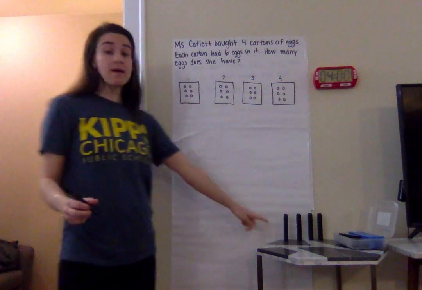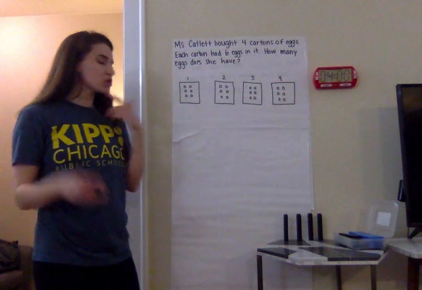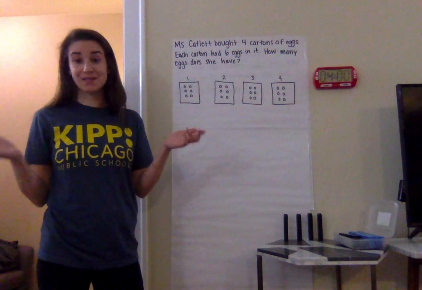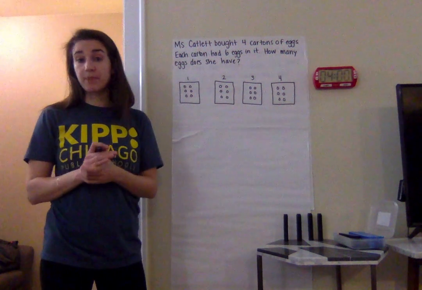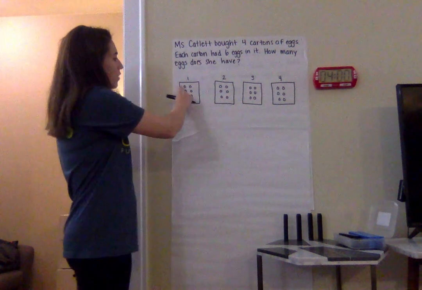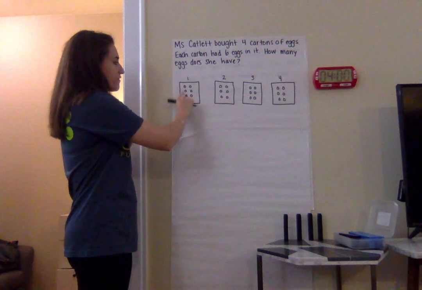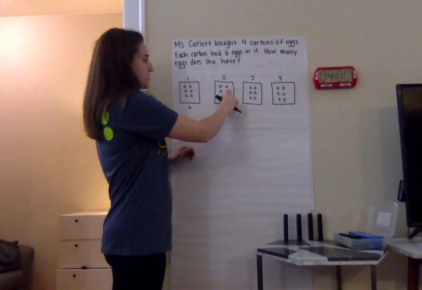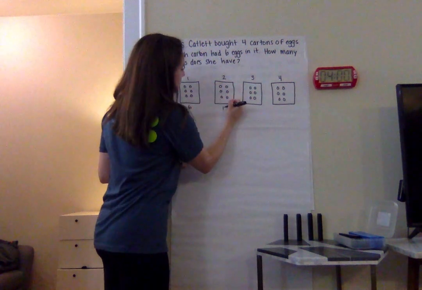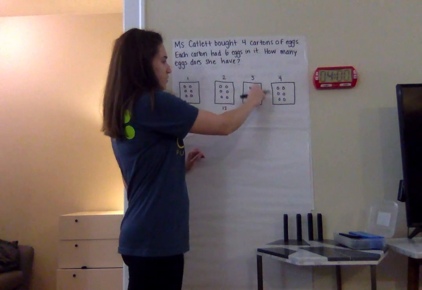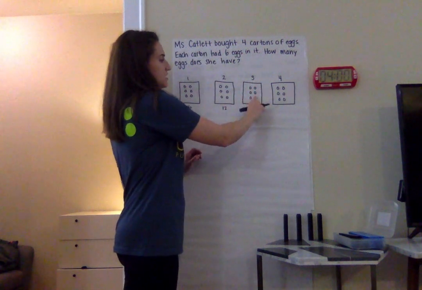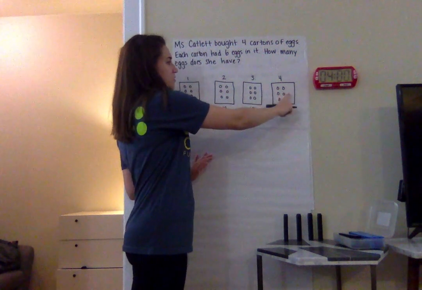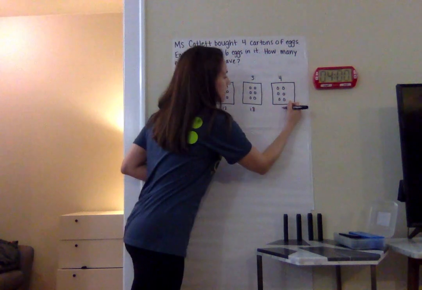Now my drawing matches my cubes, but she wants to know how many she has in all. So I think that we should count as we go and keep track of it on the bottom. So let's go ahead and do that. 1, 2, 3, 4, 5, 6. 7, 8, 9, 10, 11, 12. 13, 14, 15, 16, 17, 18. 19, 20, 21, 22, 23, 24.